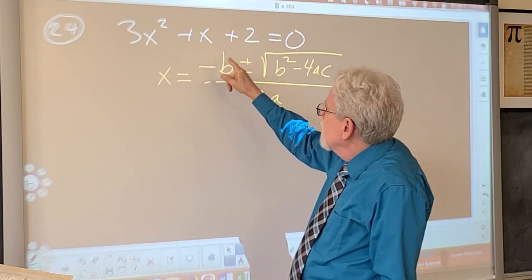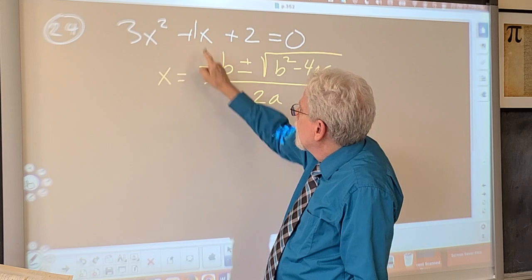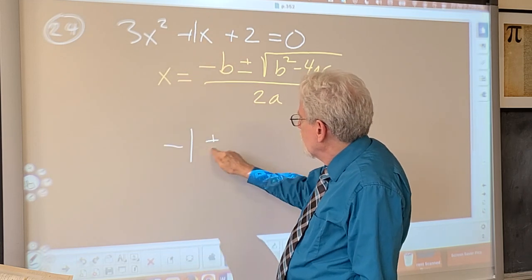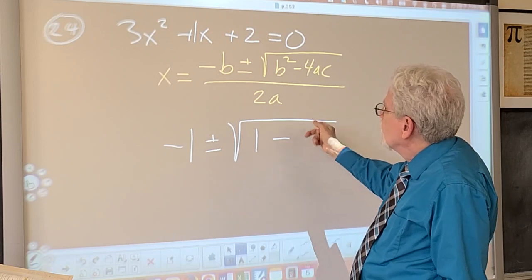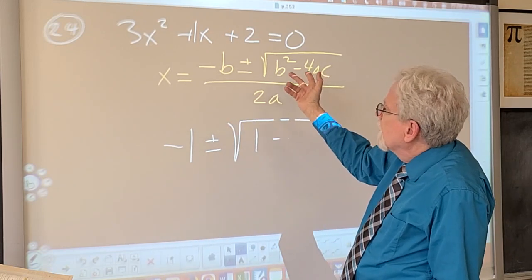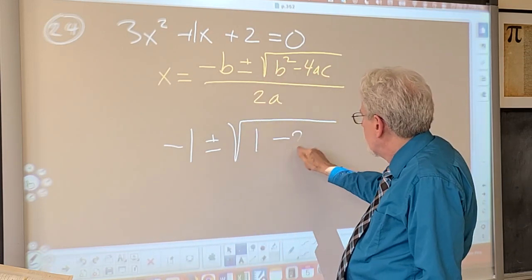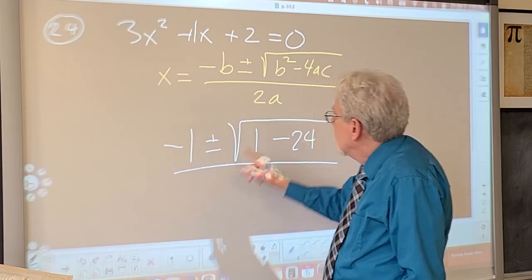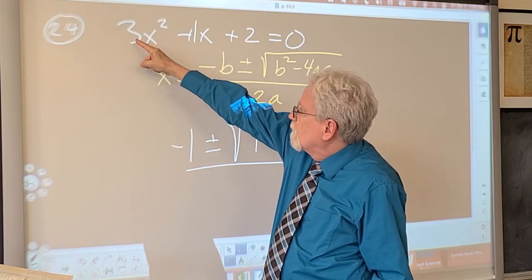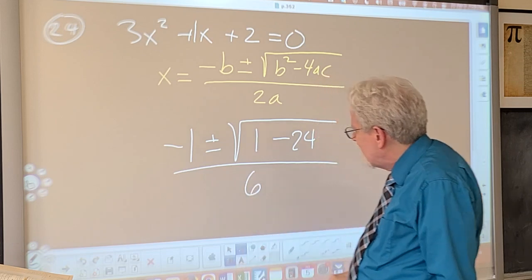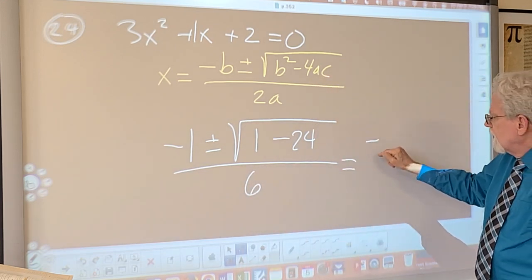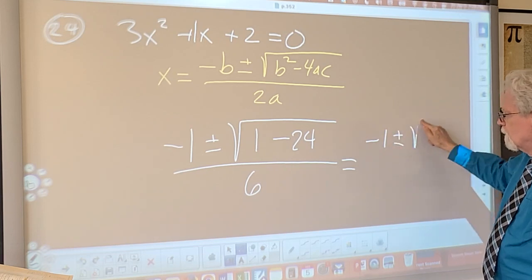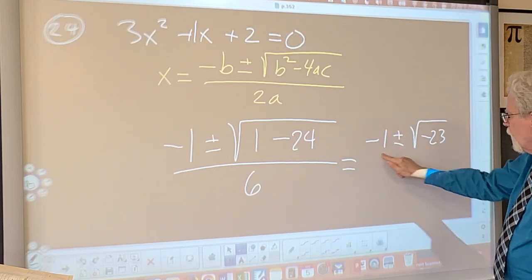So we have inverse b, that's negative 1, plus or minus square root of b squared, that's 1, minus 4 times 3 times 2, that's 4 times 6, that's 24, over 2 times a, which is this time for a change 6. Yeah, I think maybe we did see one like that before. I don't remember now. So we have negative 1 plus or minus square root of negative 23 over 6.